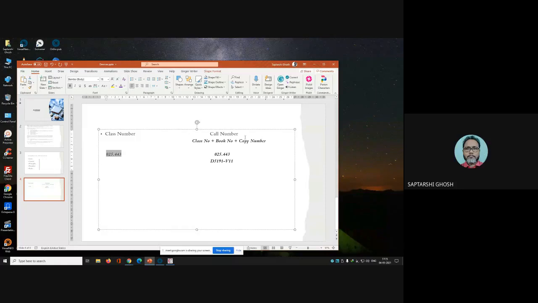Copy number means how many copies of the same book are available in the library. If you have 5, then the first one is 1, then 2, 3, 4, 5. These are the copy numbers.